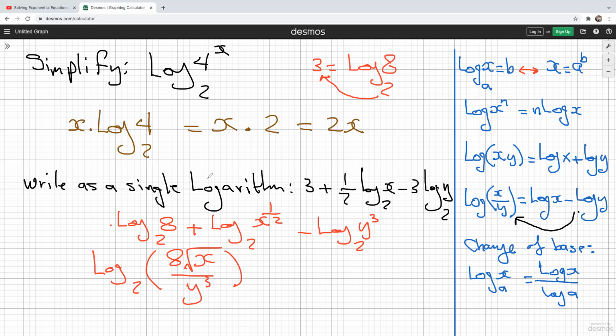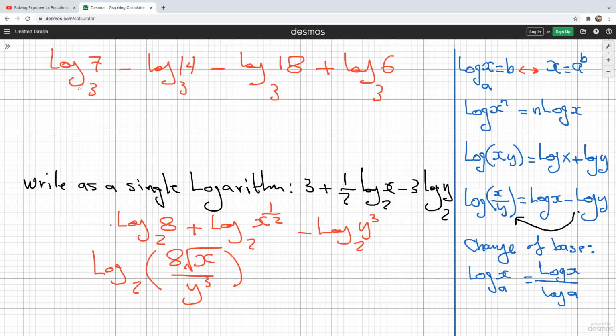But a lot of students get confused if they have something like this, and I'm just going to give you an example right here. So if we have log base 3 of 7 minus log base 3 of 14 minus log base 3 of 18 plus log base 3 of 6, lots of students, when they want to do this, get kind of confused. They go, okay, log base 3 of 7, and then I'm dividing, so I put this 14 underneath, and then I'm dividing again. Where do I put the 18? Do I put it under the 14?